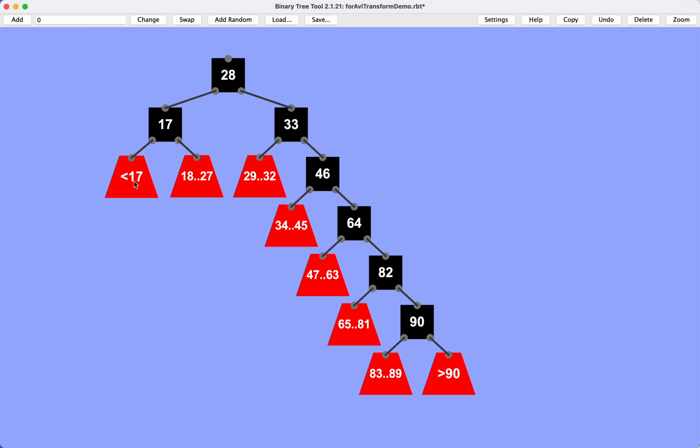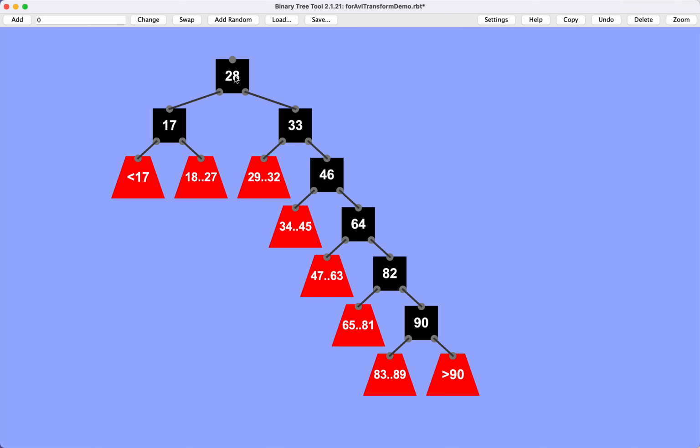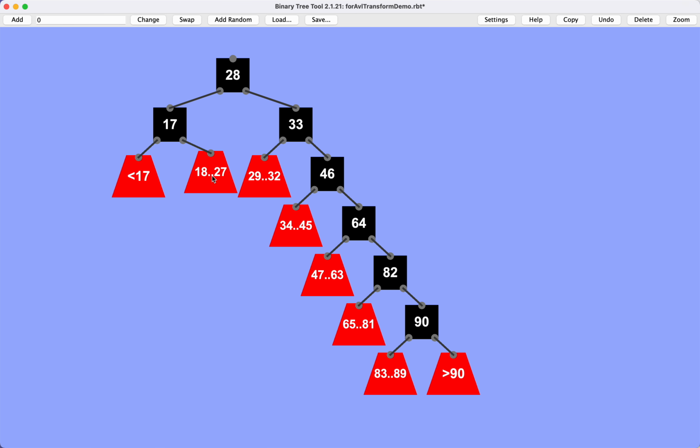These red trapezoids here indicate subtrees, and what's written on the trapezoid is constraints in terms of what the values must be. Anyway, so for example, I have 17 here. That means that everything in the left subtree is itself a binary search tree whose values are less than 17. Because the root here is at 28, the values here are going to be between 17 and 28. If they're integers, they'll be in the range 18 to 27, etc.